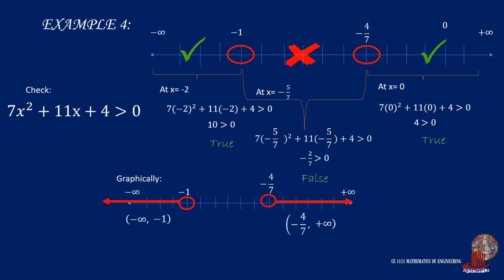And now, we are sure of where to place the arrows from the open intervals, one of which is directed to negative infinity and the other to positive infinity. This can be noted as the union of the range negative infinity and negative 1 and the range of negative 4/7 and positive infinity.